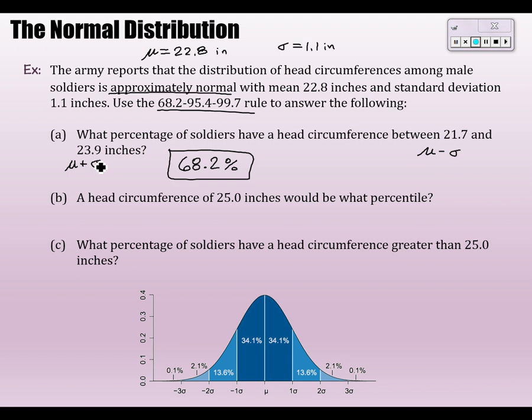Head circumference is 25 inches. What percentile is that? Well, first of all, 25.0 inches is another nice convenient value, isn't it? We're trying to be nice. What is that? That's exactly 2 standard deviations above the mean, isn't it? Does that make sense?